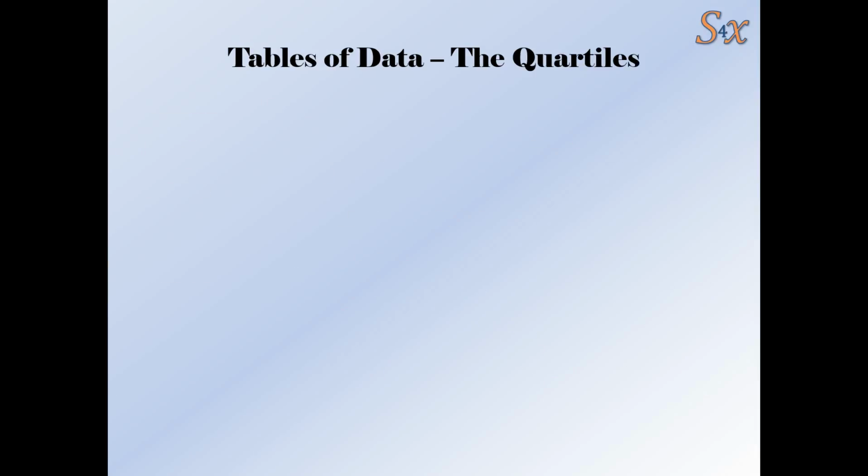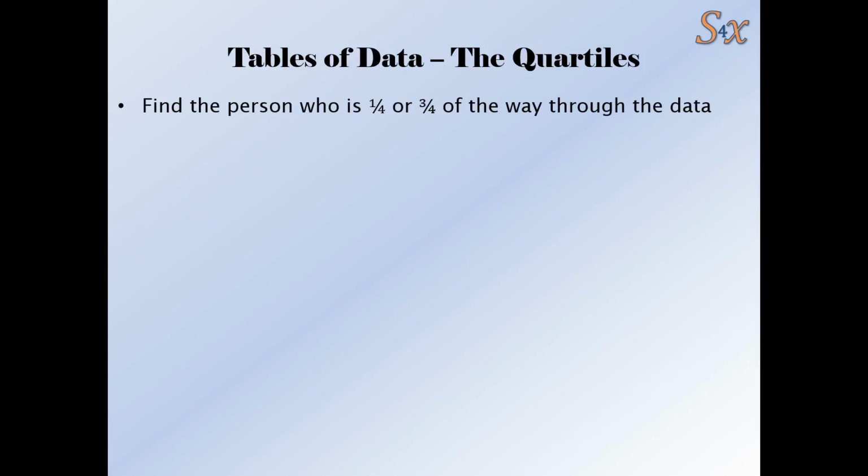Let's have a look at those quartiles again now, which we started with right at the start. Just like we can find the median in a table of data, we can also find the quartiles. So we want to find the person who's a quarter of the way through the group, or 3/4 of the way through the whole data. And it's a little bit more complicated to work this out.